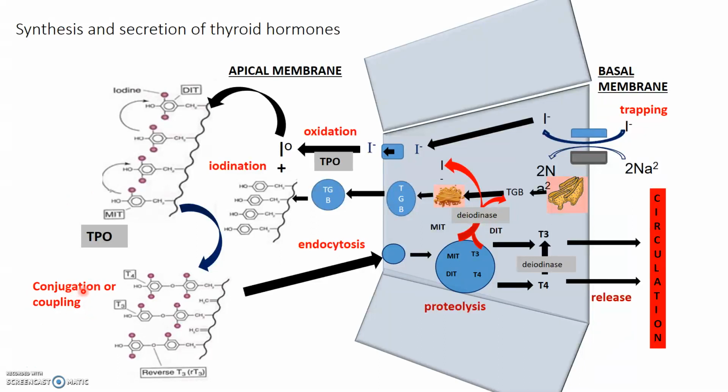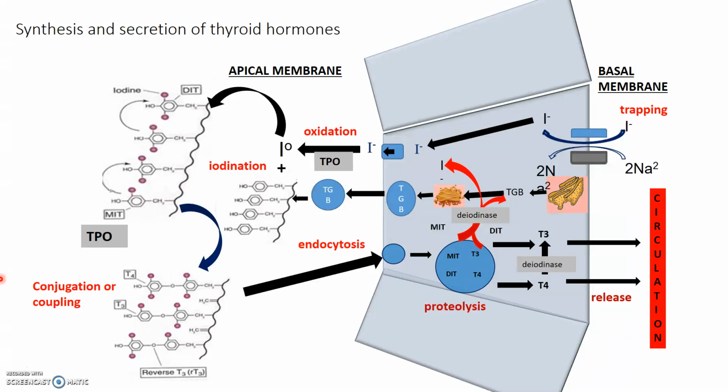T4 is generated by combining two DIT, whereas T3 is formed by combining MIT and DIT. So, you know, MIT means 1, DIT means 2. 2 DIT means 2 times 2 equals 4. That means it is a T4 hormone. MIT is 1, DIT is 2. 1 plus 2 equals 3. That's why we call it the T3 hormone.